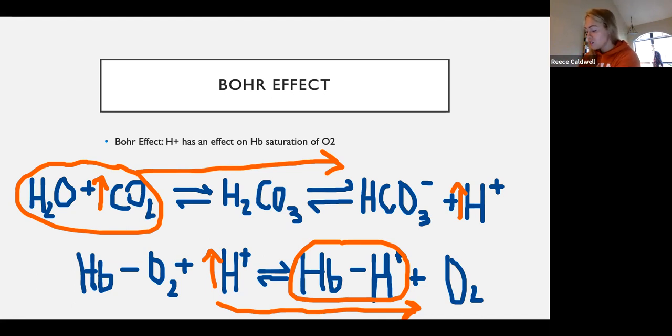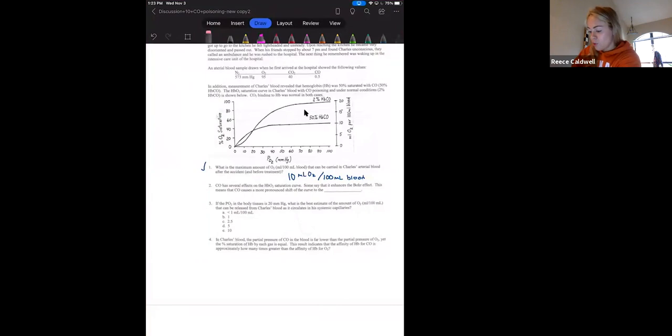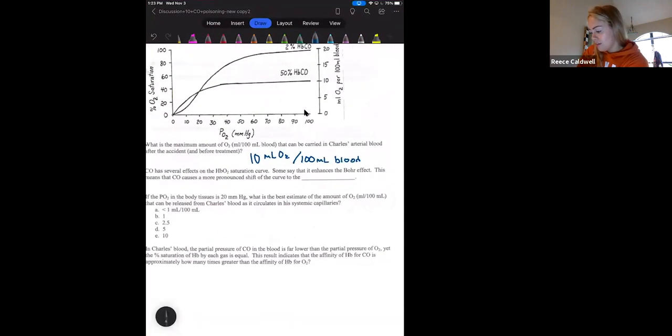So going back to the worksheet, let me share. So when we move back to the worksheet, when we look at this question, the Bohr effect is going to cause a right shift. And I know you might be confused because earlier I told you carbon monoxide causes a downward and leftward shift. So make sure you know that carbon monoxide poisoning itself does cause a leftward shift.